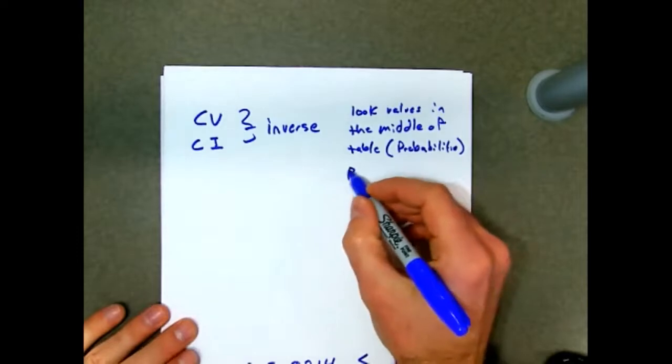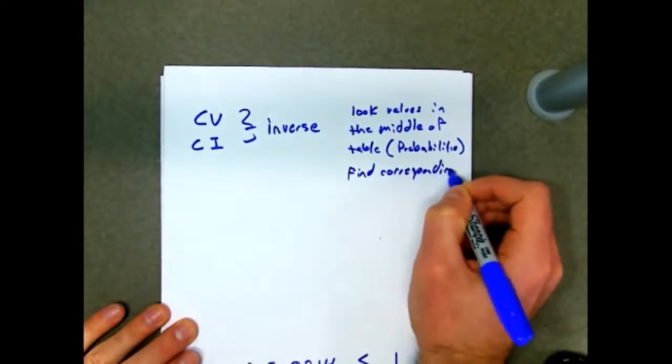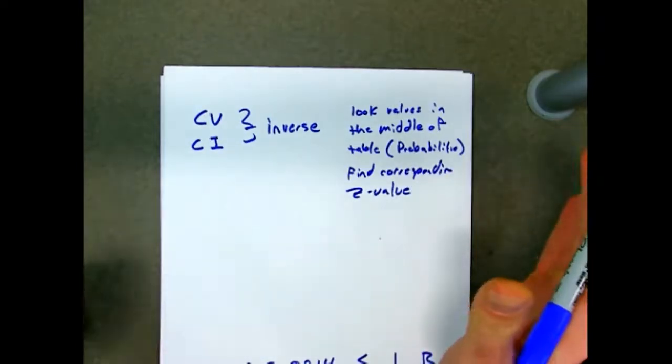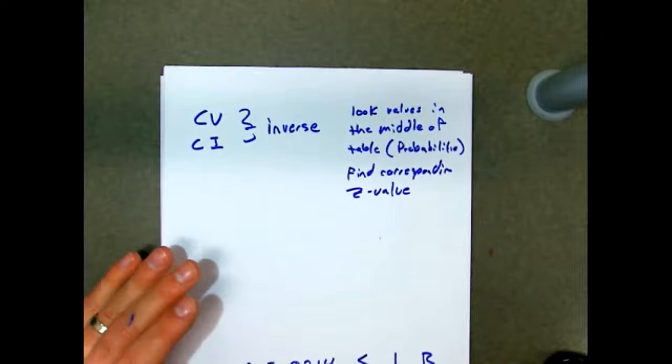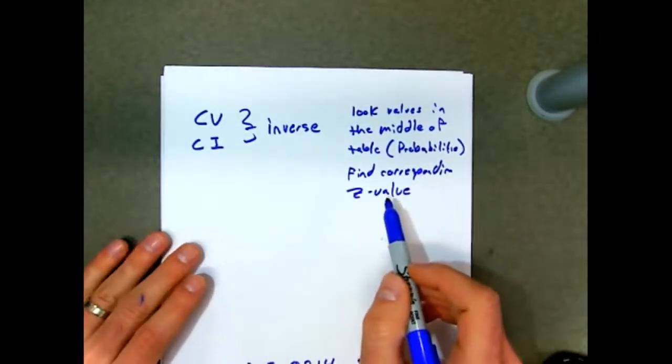And you want to find the corresponding z-value. I have a hard time writing and talking sometimes. Like I get mixed up there. So that's kind of the inverse process, right?